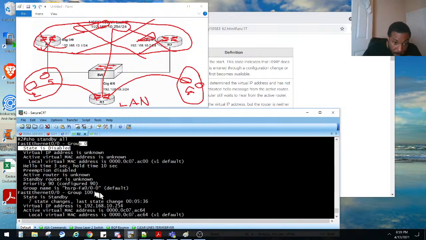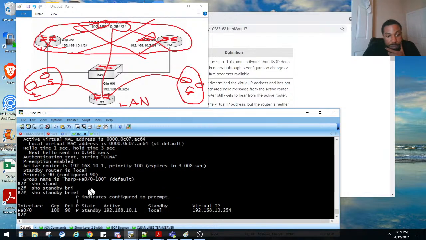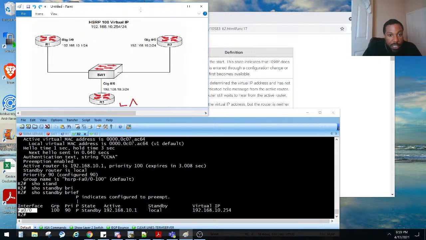And then show standby group, that was group 100. And we could also do show standby brief, and it'll show us the active router, right? So right here, interface FA0/0, which was learned, in my case, hold on, let me move it, get rid of all this other stuff. But y'all get what I'm saying here. It just abbreviates the show standby information that we had earlier.